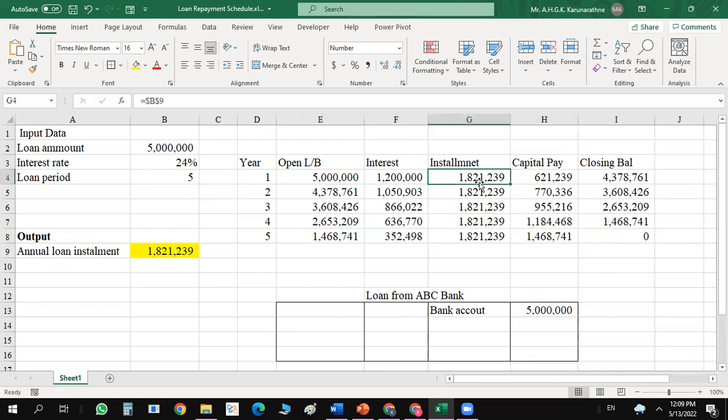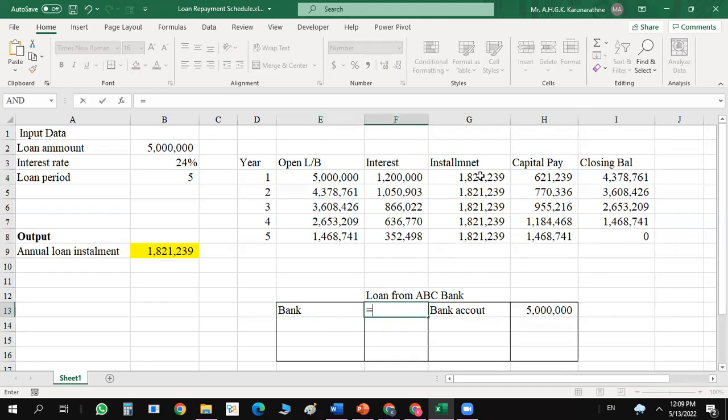When you pay the installment, you pay cash, so the bank balance reduces. So cash credit or current account credit, loan repayment account debit, for the installment amount. This is the first year double entry, right? I'm not supposed to discuss the accounting entries. Anyway, just for your knowledge.